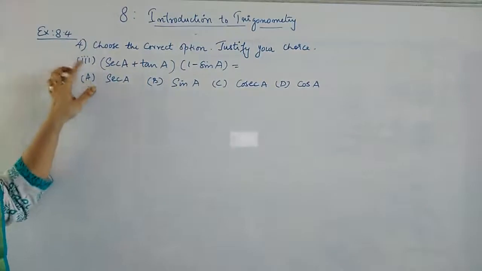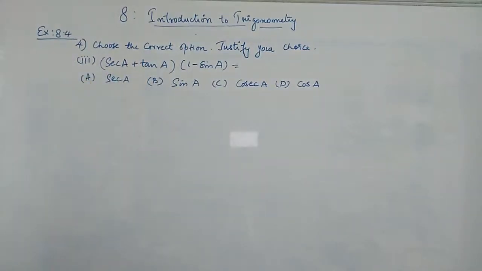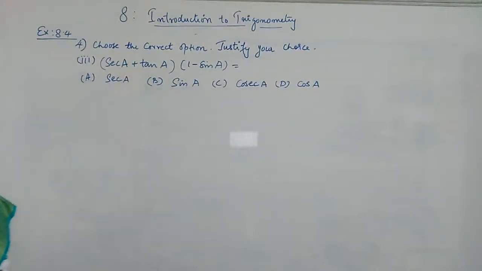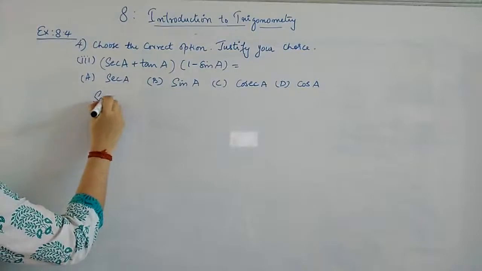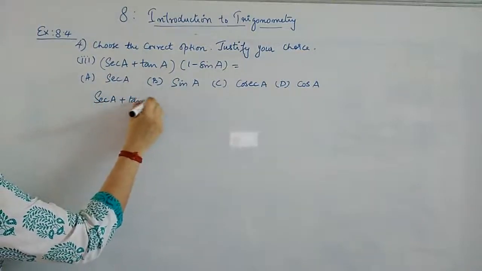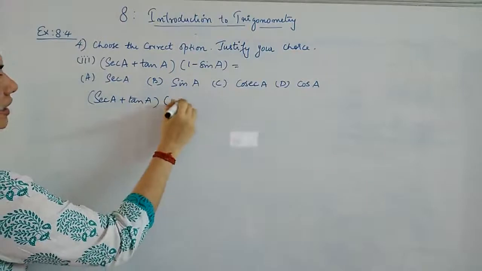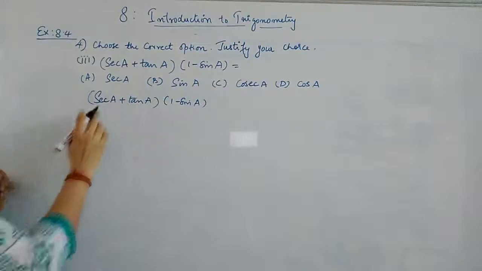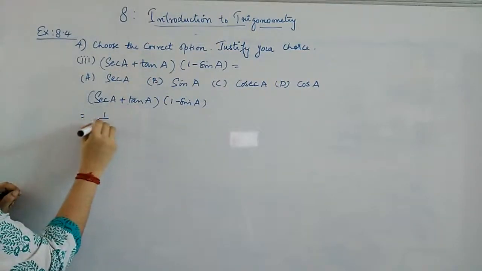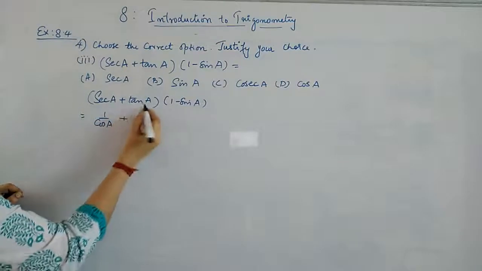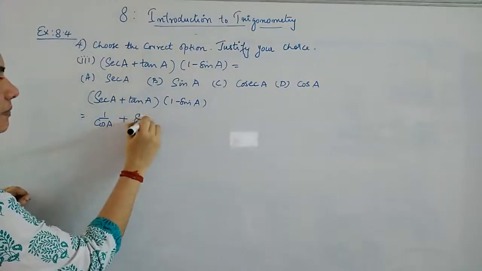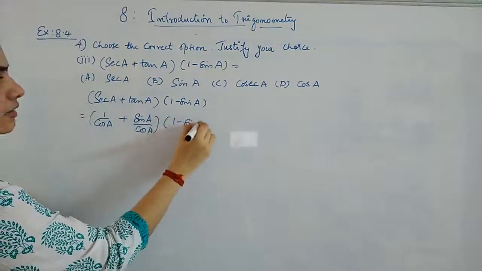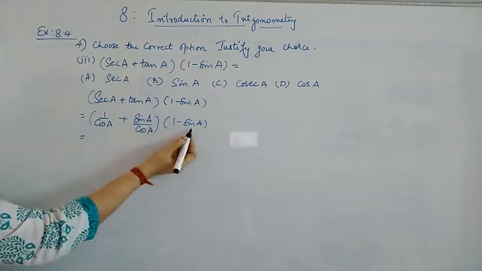Subdivision 3 for question number 4 is sec a plus tan a into 1 minus sin a is equal to what? You have sec a, sin a, cosec a and cos a as the options given. So starting with the question, which is sec a plus tan a into 1 minus sin a is equal to, we'll change sec a in terms of sin and cos. What is the relation connecting sec and cos? 1 by cos. So here you have 1 by cos a, and tan in terms of sin and cos is sin a by cos a, into 1 minus sin a. Here we are not changing anything, it is already in terms of sin.